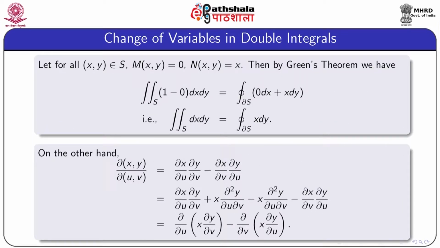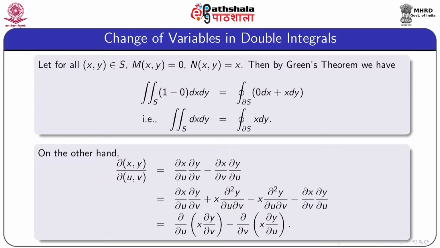Let, for every (x,y) in S, M(x,y) is 0 and N(x,y) is x. Then by Green's theorem, putting these values of M and N, we find the integral over S of (1 minus 0) dx dy, that is the integral over S of dx dy equals the line integral over ∂S of x dy.